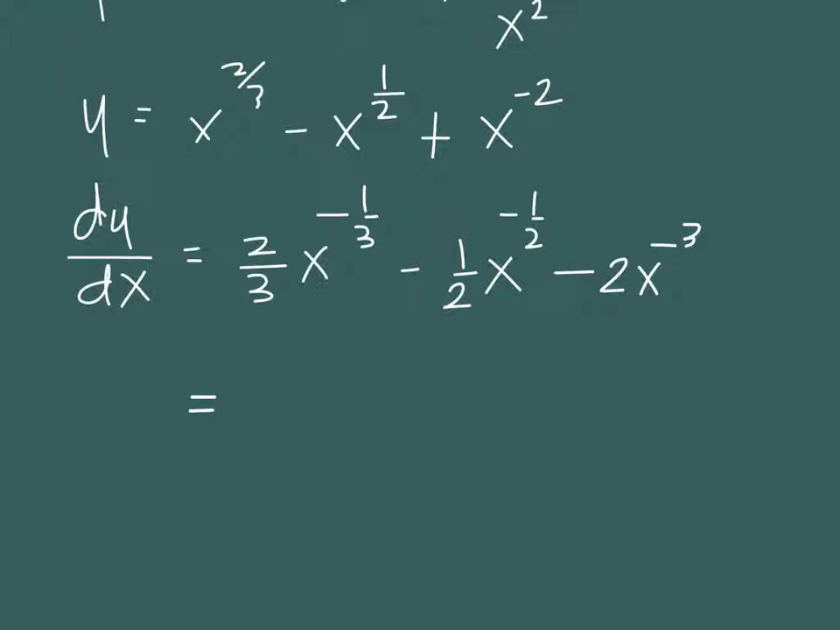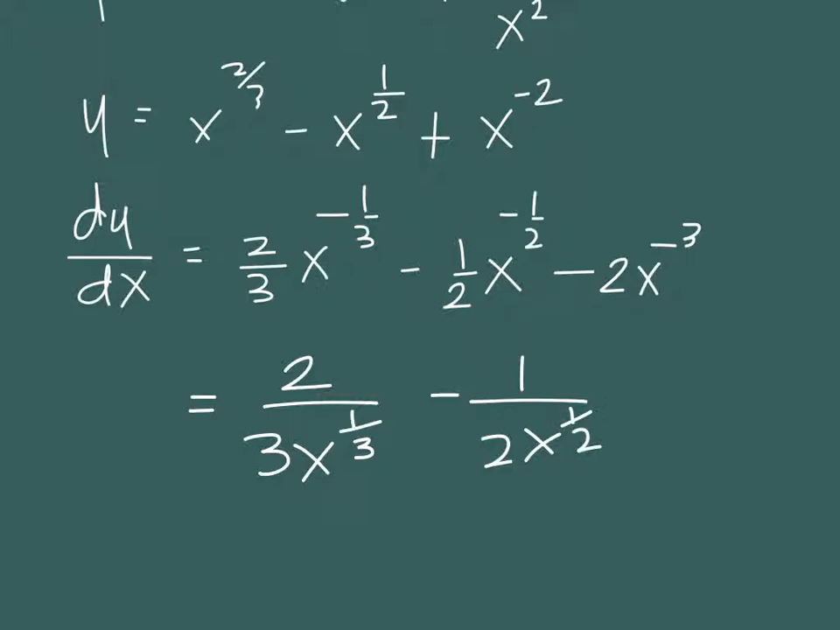Okay, so maybe we can take just one more step, because after that there's still another process. How do we make these terms with positive exponents? What will happen to the first? 2 over 3 x to the 1/3. The negative exponent becomes a positive exponent. Minus 1 over 2 x to the 1/2. And then minus 2 over x to the positive 3. And there is still another step.